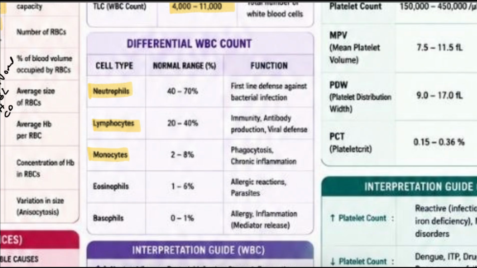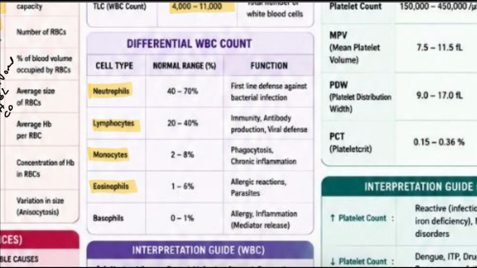Next we can see monocytes. The normal is around 2 to 8%. The main function is to clean up cells, chronic inflammation and phagocytosis. Clean up cells means macrophages will eat the bacteria, so we call that process phagocytosis. If the patient has any chronic inflammation, the monocytes will increase. If monocytes are high, we have to suspect tuberculosis, autoimmune disease or chronic infection.